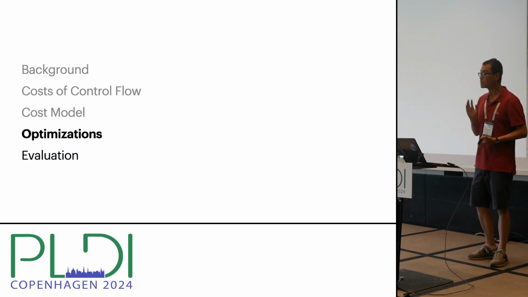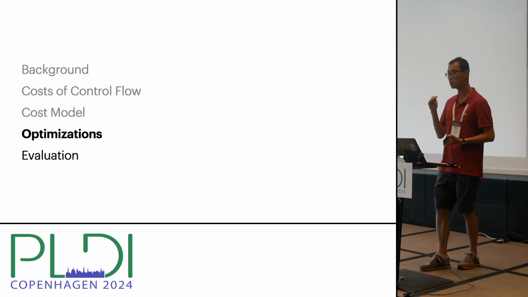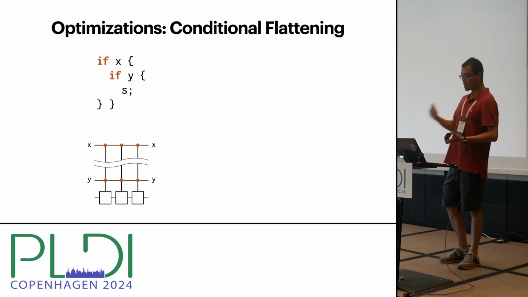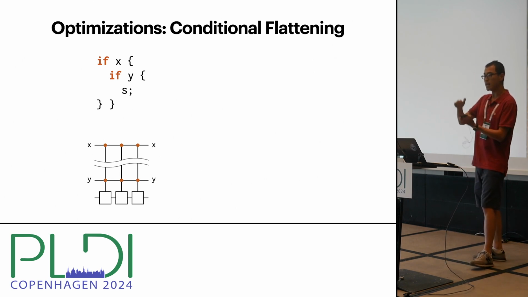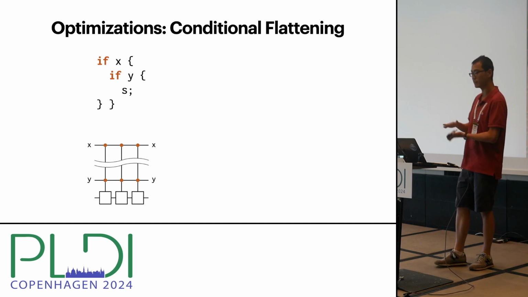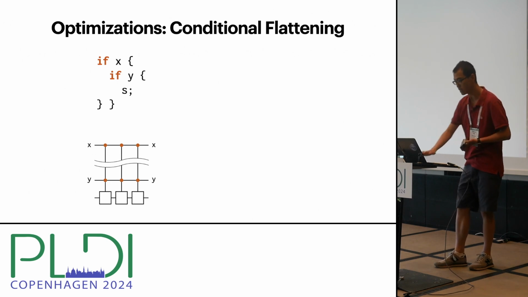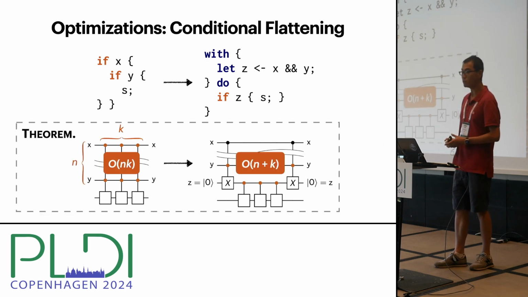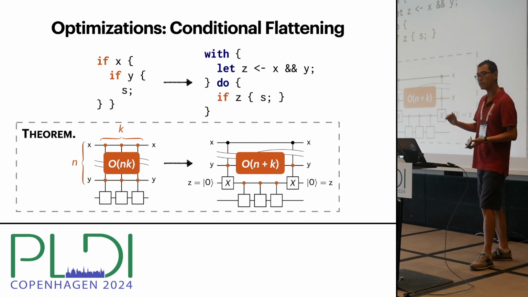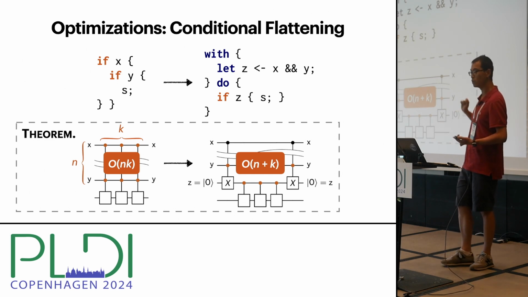But that's actually not the only thing that the cost model does for us, because it also allows us to automatically optimize programs, rewrite them to lower their T complexity. One of the first optimizations we can perform is something called conditional flattening. As the name suggests, it works with these nested, deep sequences of if statements and flattens them down. When you have these deeply nested if statements that would compile to a lot of control dots, one thing you can do is just pre-compute the conjunction of all of the if statements, cache that once, and uncompute it once at the end, and this actually gives you an asymptotic improvement. If you have n levels of nesting and the statement S on the inside has length k, this takes the T complexity from O of nk to O of n plus k.